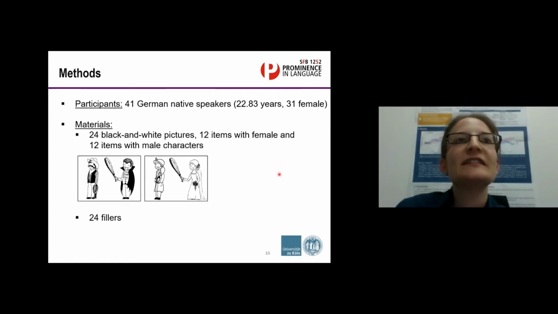So here you can see our design and methods. We tested 41 German native speakers. In our materials, we included 24 black and white pictures, half of them including 2 female characters and half of them including 2 male characters. We included 24 additional drawings displaying 2 figures or objects in different configurations, which should elicit different sentence structures and serve as fillers.